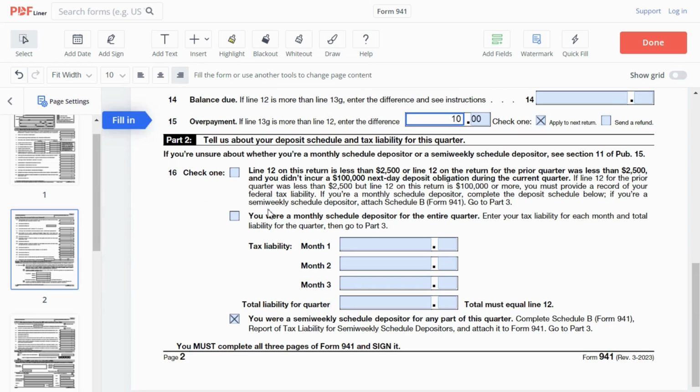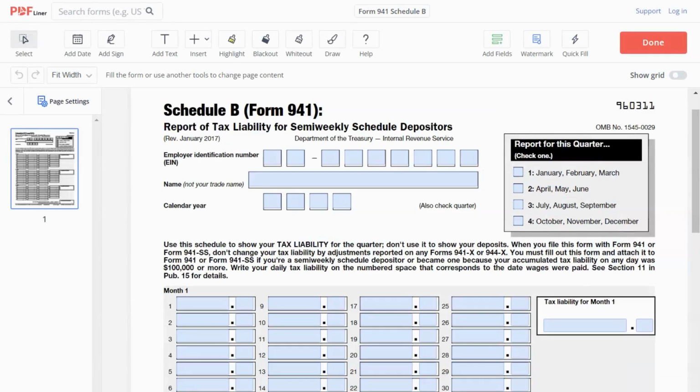So basically, here you should specify whether you are a monthly or a semi-weekly depositor. You would be a monthly scheduled depositor if the total taxes on Form 941, line 12, for the 4 quarters in your look-back period were $50,000 or less. And if the total taxes for the previous period were more than $50,000 for the 4 quarters, you are a semi-weekly depositor. In this case, this business is a semi-weekly depositor, so we check the appropriate box.